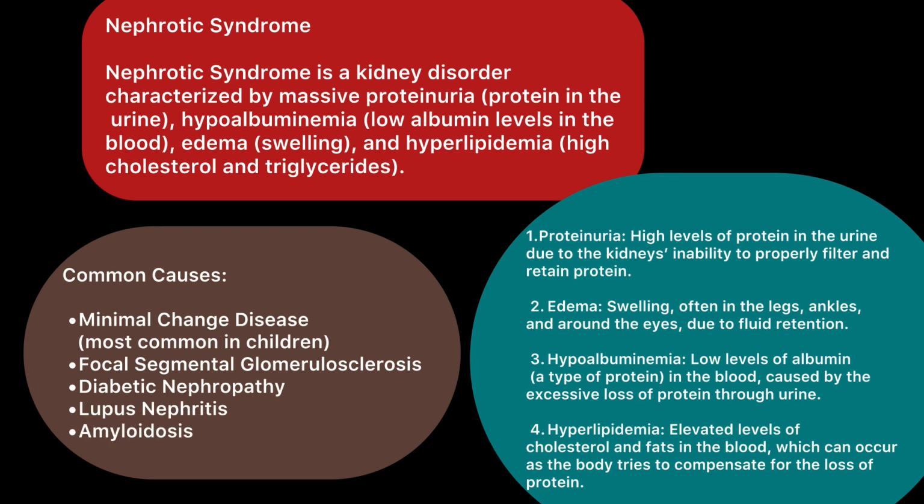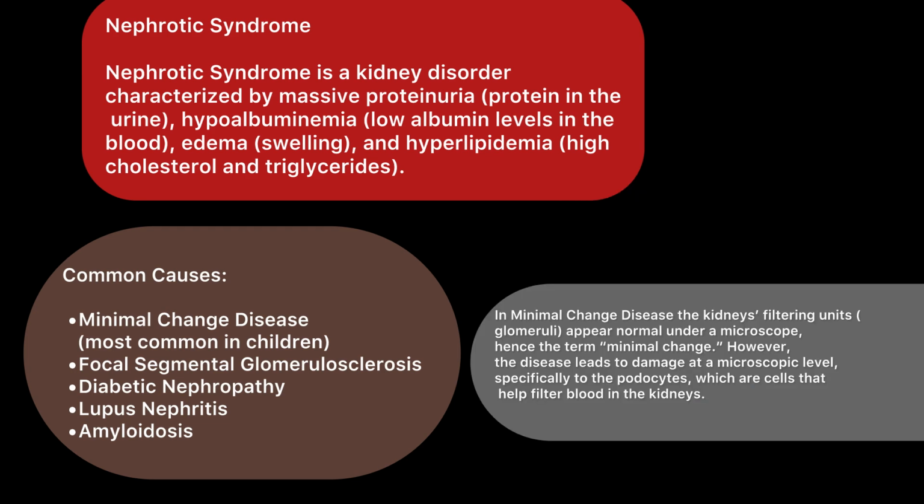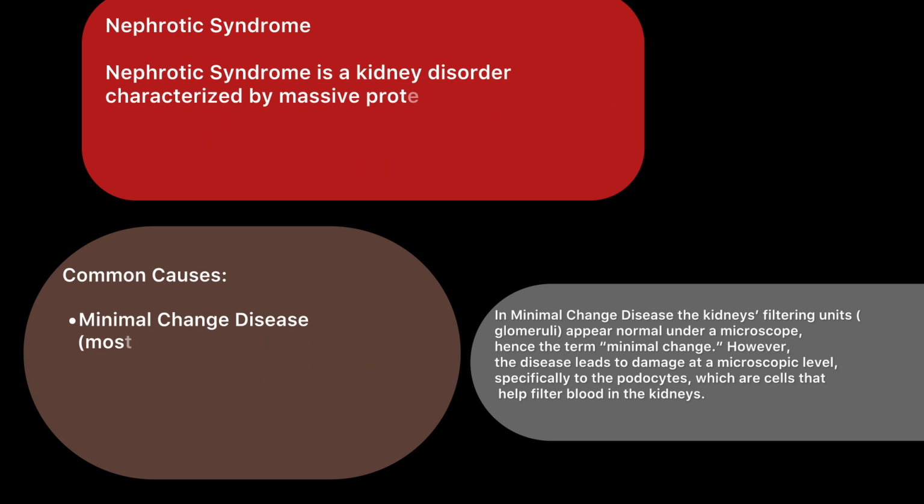In this kidney disorder, there are 4 main things to remember: massive proteinuria, hypoalbuminemia, edema and hyperlipidemia. So there are these 4 main symptoms, that's why it is known as nephrotic syndrome. The common causes are minimal change disease, focal segmental glomerulosclerosis, diabetic nephropathy, lupus nephritis, and amyloidosis.